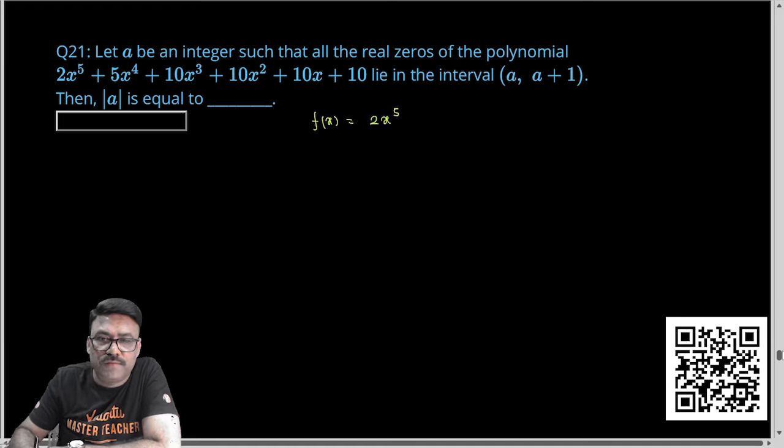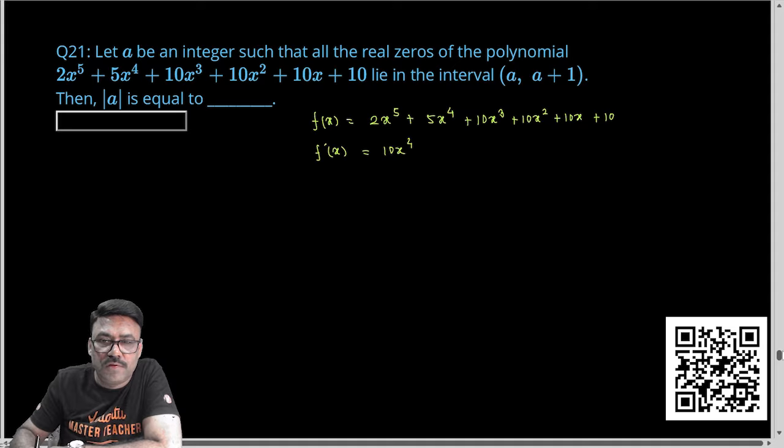2x raised to 5, 5x raised to 4, 10x raised to 3, 10x square plus 10x plus 10. If I differentiate it, so it is 10x raised to 4, 20x cube, 30x square, 20x plus 10.